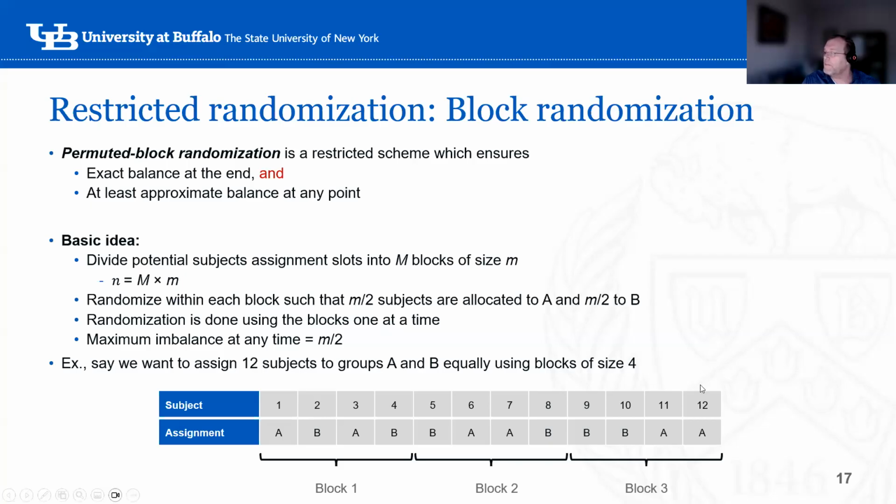And so you can see by the time I get to the end here, I'm going to have an equal number of A's and B's. After every block is done, I'm going to have an equal number of A's and B's. And at the very most during this trial, I'm going to have an imbalance of 2, right? That's mathematically the worst the imbalance can be.